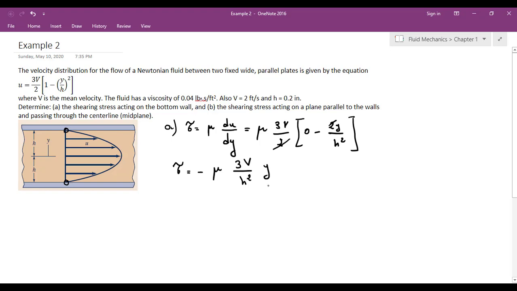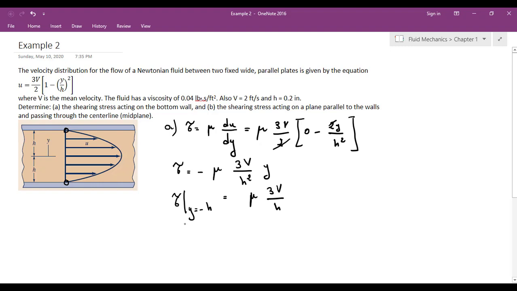As you can see, it is an equation of a straight line. So the shear stress at the bottom wall, that means at y equal to minus h, we will substitute y by minus h, and we will obtain mu times 3V/h.